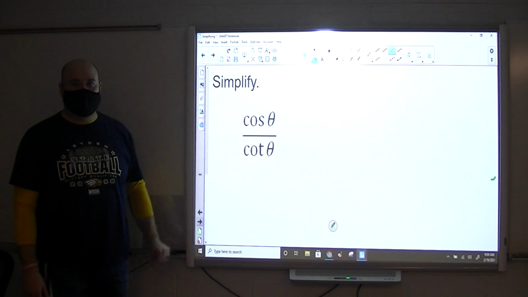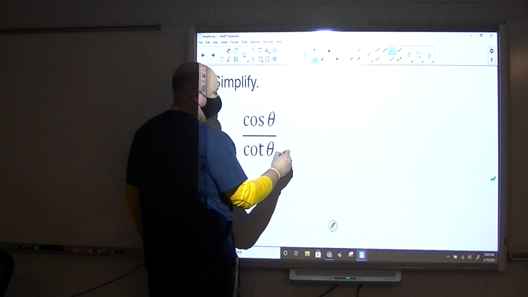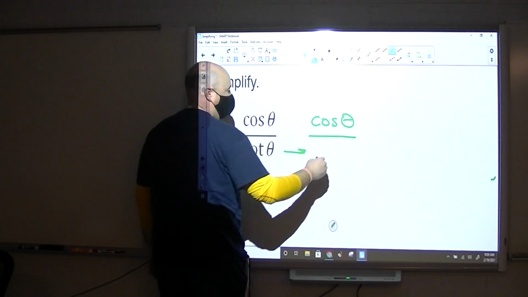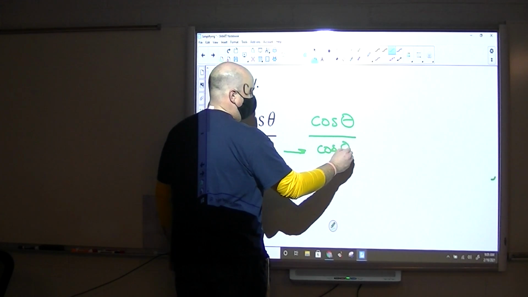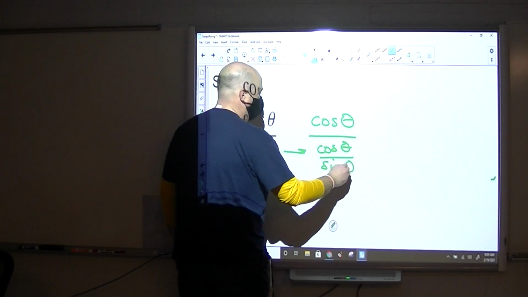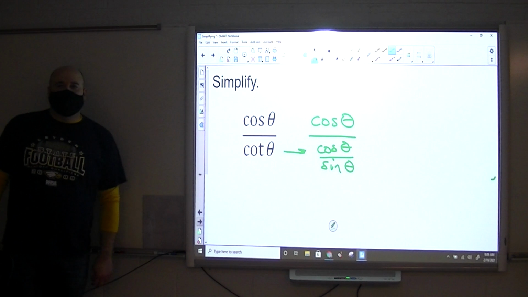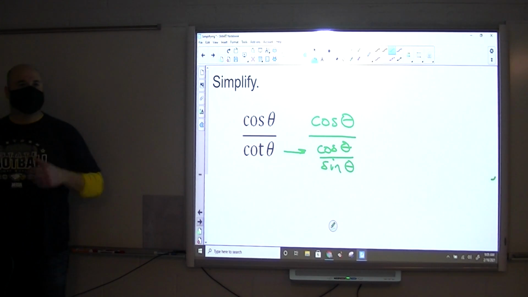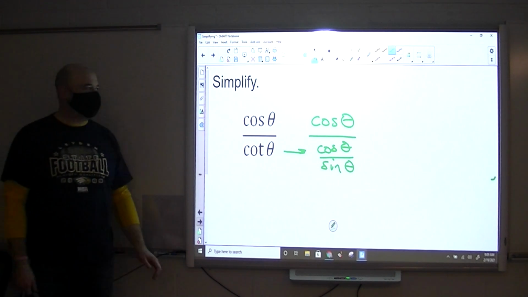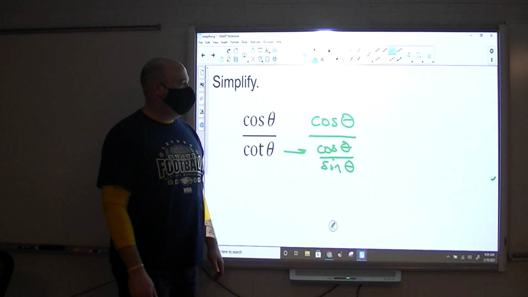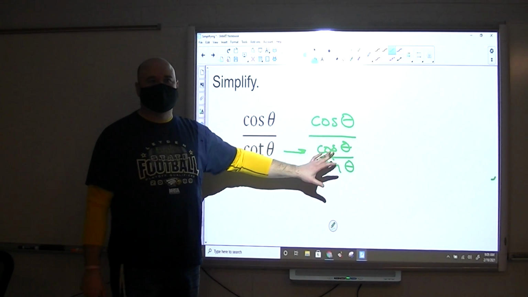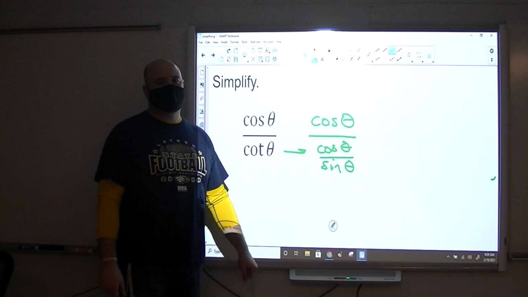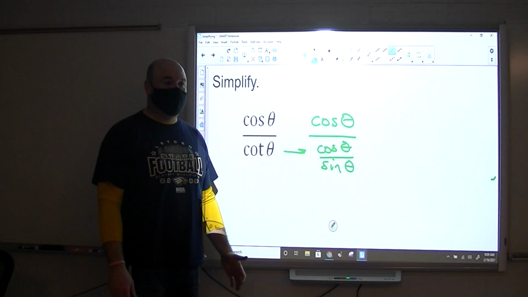Okay, so I'm going to leave that. But cotangent can be something else. Cotangent is cosine theta over sine theta. That is the cosine slash sine form of cotangent. Okay? Now we call this a fraction sandwich. We have shortcuts for fraction sandwiches. We've talked about this before.